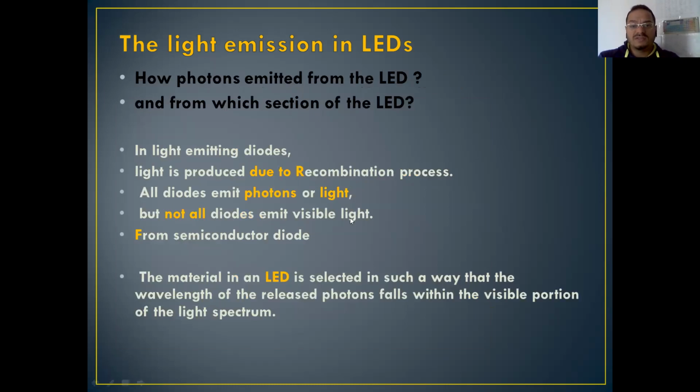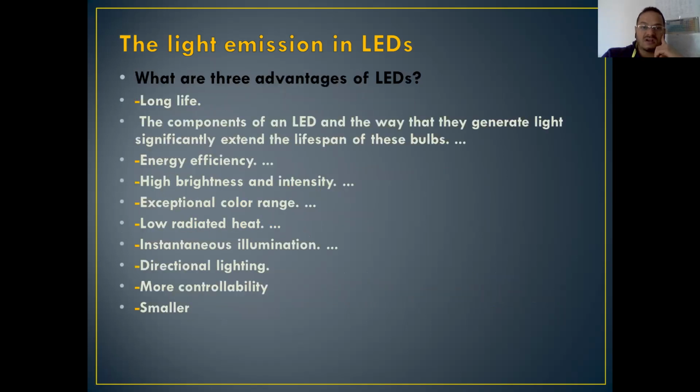How are photons emitted from the LED? In light emitting diodes, light is produced by a recombination process, like I said before, at the active region. All diodes emit photons or light, but not all diodes emit visible light. We can generate light, visible and invisible, from a semiconductor diode. The material in an LED is selected in such a way that the wavelength of the light photons falls within the visible portion of the light spectrum.